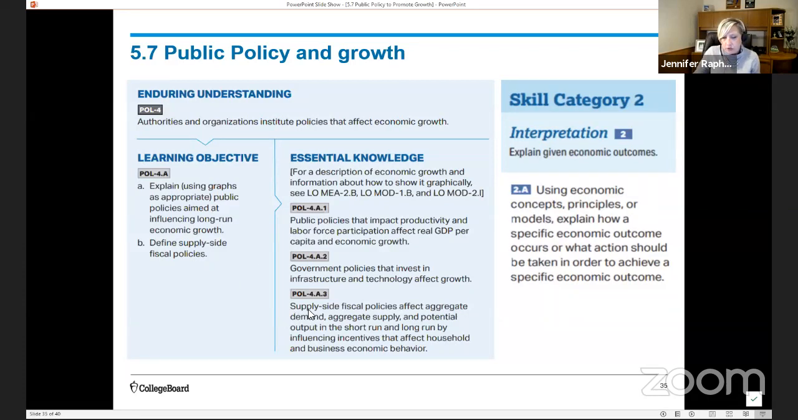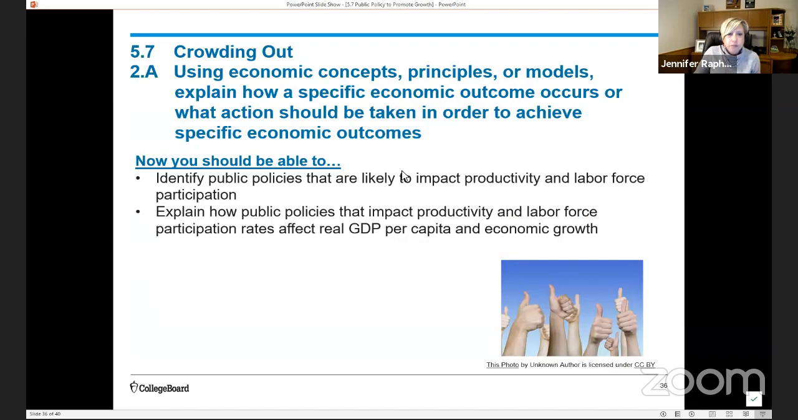We've also taken a look at some supply side fiscal policies that are designed to, some of those affect aggregate demand by increasing the amount of investment spending, which increases the long run economic growth rate. Some of them will act on aggregate supply. We talked about increases in productivity, increases in the number of workers who are working, and also potential output by influencing the incentives that affect households and businesses' economic behavior. So those were the goals for this evening. And hopefully now you can identify what those policies are that are likely to impact productivity and labor force participation, and then explain how those policies that do so will affect real GDP per capita and economic growth.